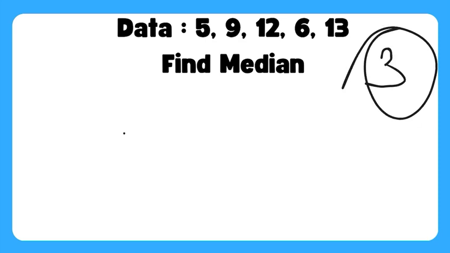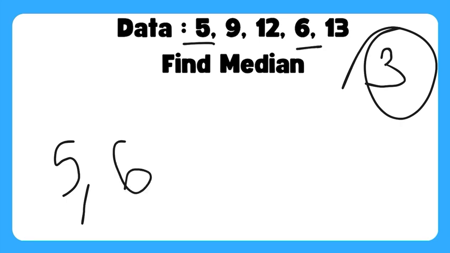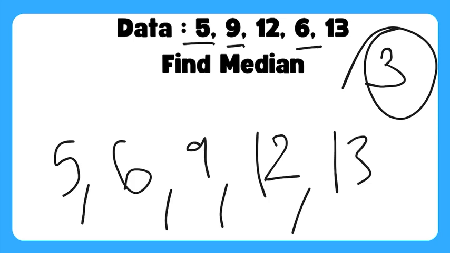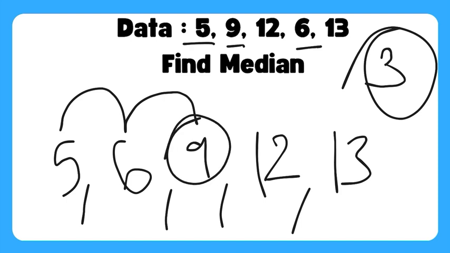Now we would put these values in ascending order, which is smallest to largest. So the smallest number here is 5, second smallest 6, then 9, then 12, and then 13. So now we will find the third value from this. This is the first, this is the second, and this is the third. So this is the third value, and this is the median.